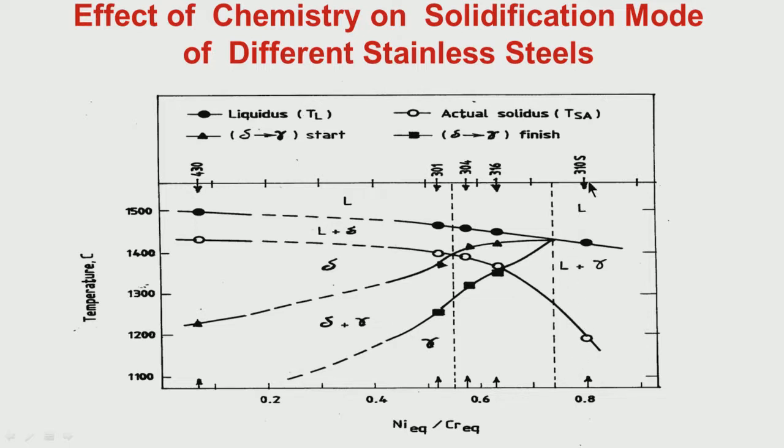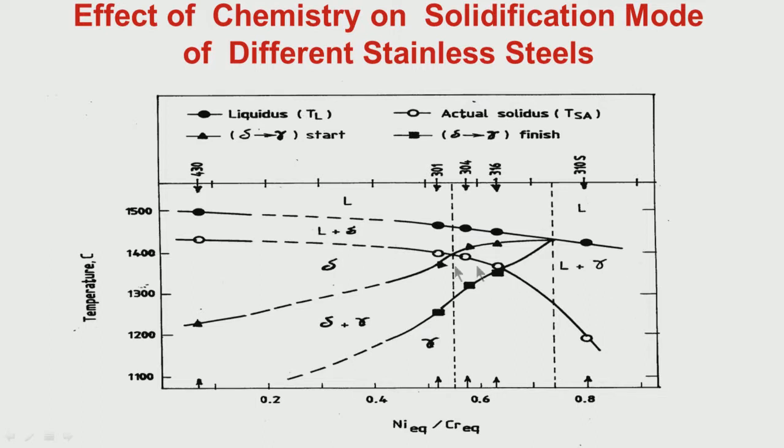So 310, again one popular stainless steel grade. Here, because the nickel equivalent by chromium equivalent, which is around 0.8, is more than 0.74, this dotted line, the sequence of solidification is through austenitic mode only, there is no delta.